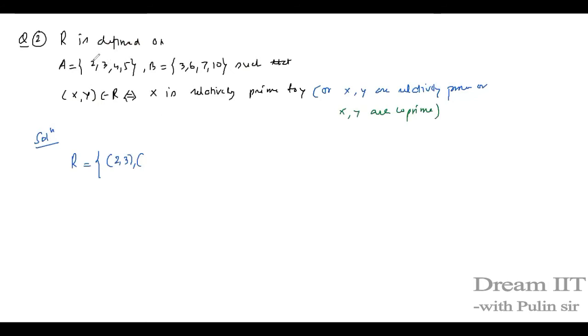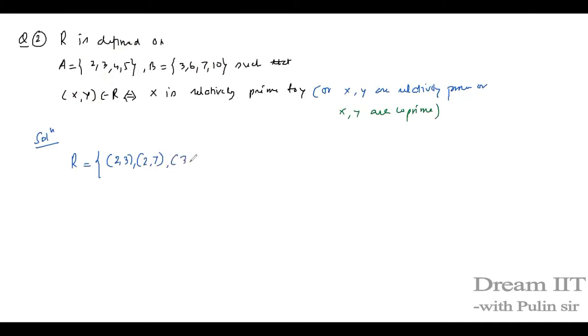Then 3, 2, with 2 you check other elements. I'm using the cursor here. 2 and 6 I cannot put because they have factors in common. 2 comma 7 will be here, whereas 2 comma 10 will not be there because 2 is a factor of 10. So they will not be relatively prime. So what will be there? 2 comma 3 and 2 comma 7.